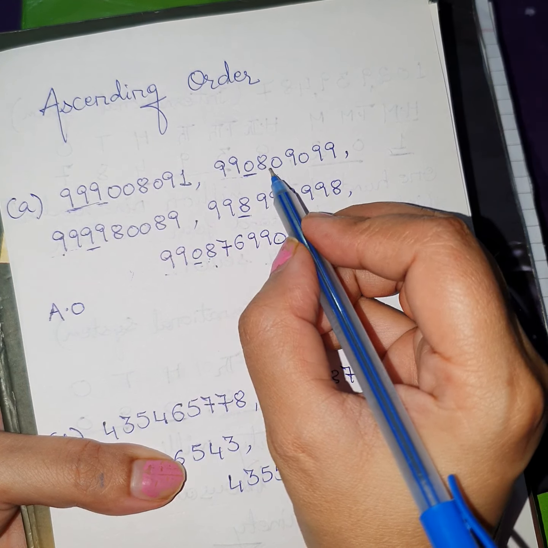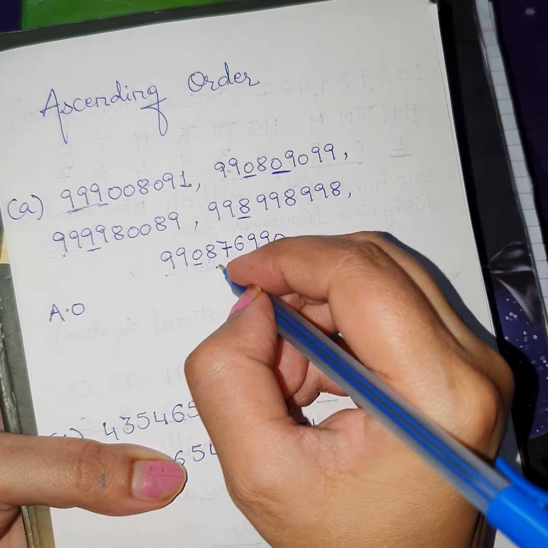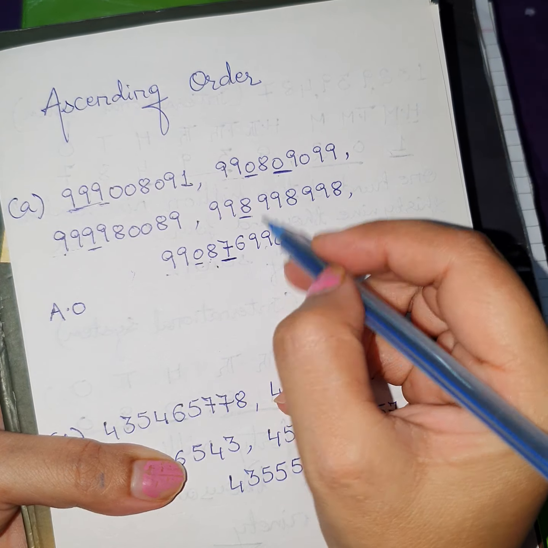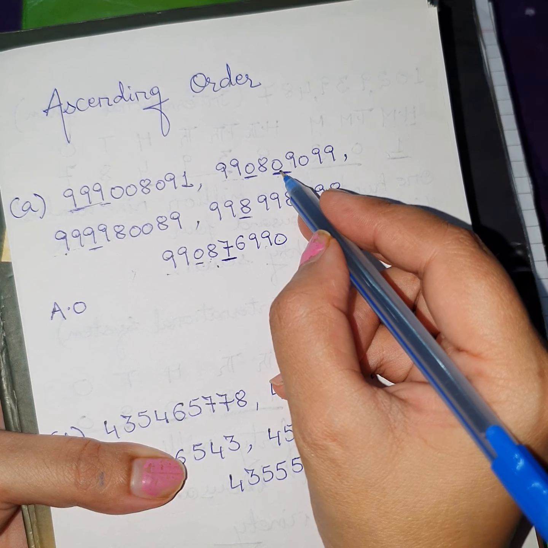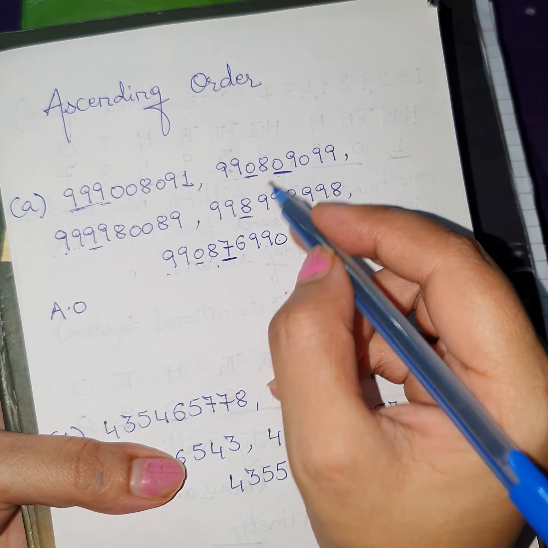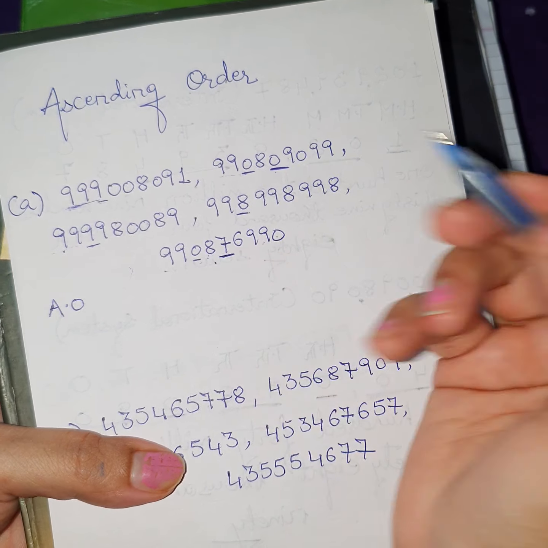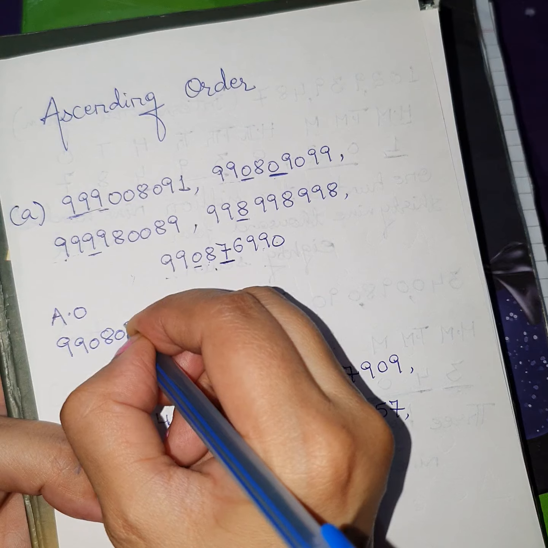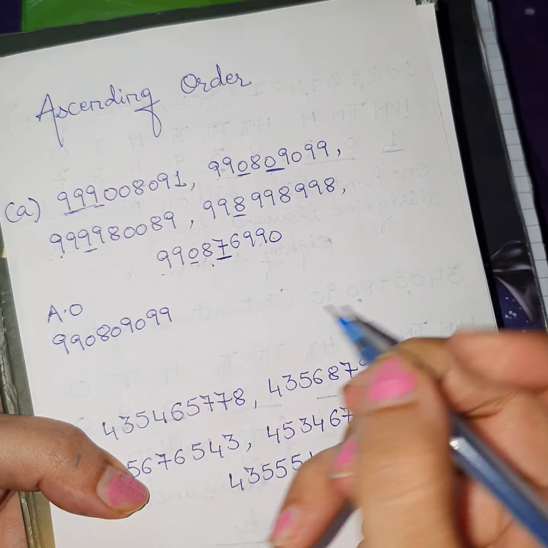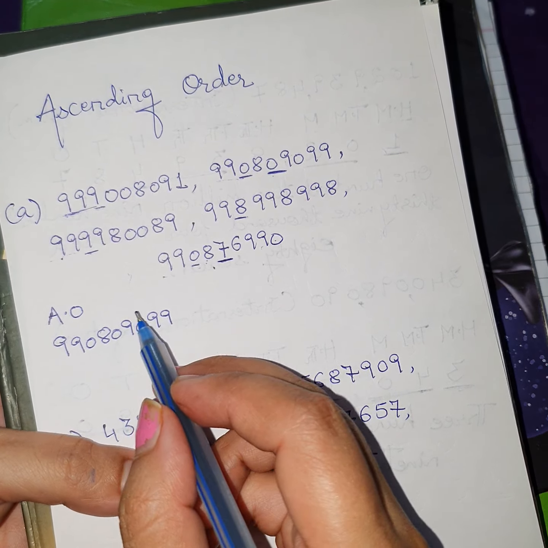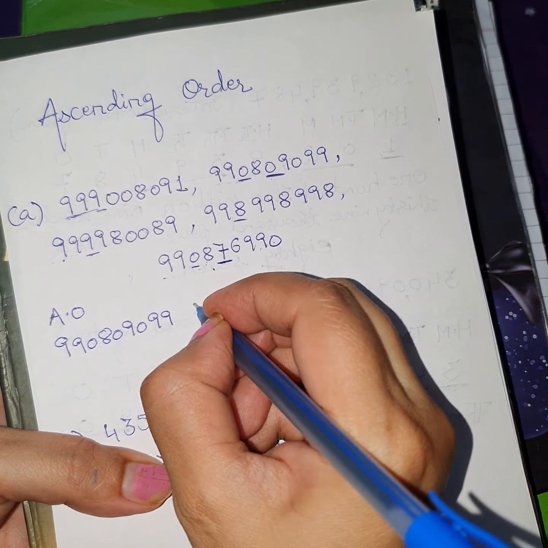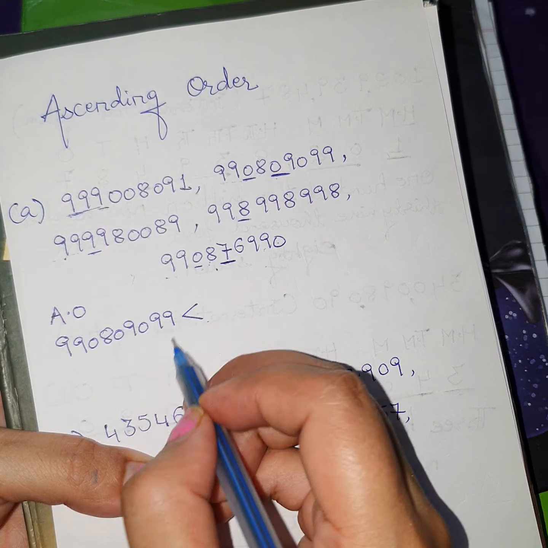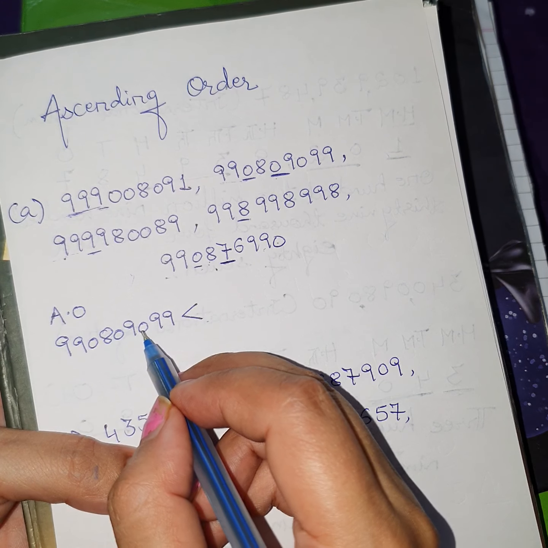Move on to the next one. After 8, one has 0 and the other has 7. So from these two numbers, which one is smaller? Obviously this one is smaller because the fifth digit is 0 and here the fifth digit is 7. So this one is smaller. So firstly we will write 990809099. So this is our first smaller number. After this, the second one will come. So you have to put the less than sign, because this is less than, and the next one will be greater than this number.